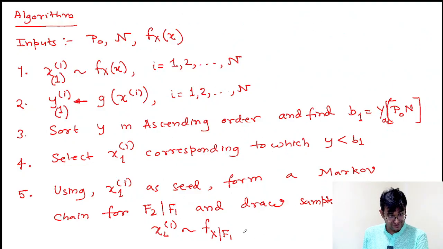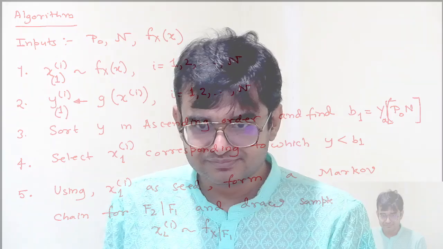After that, you will follow the same steps. So after that, what will you do? You will find out y2i. You will sort it. Based on the sorted numbers, you will select p0 times n.